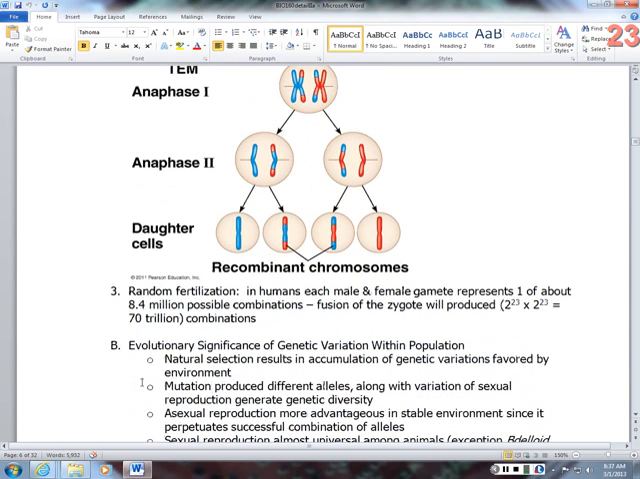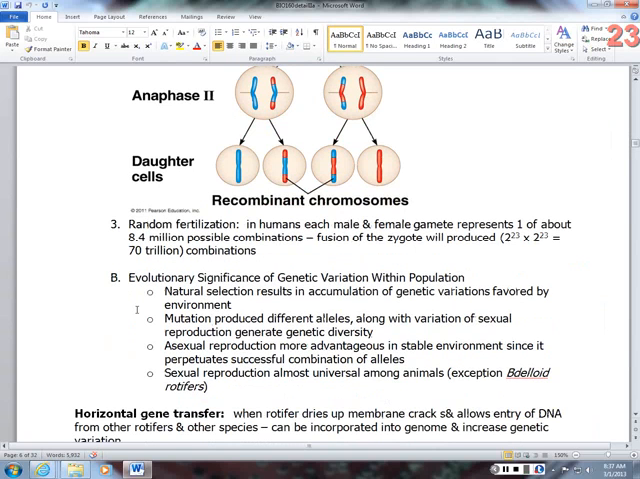So then we have random fertilization. In humans, each male and female gamete represents about 1 in 8.4 million possible combinations. And then the fusion of the zygote is going to be that 8.4 million times 8.4 million. So the 8.4 million is how many possible combinations you can make with just one other person. You swap up the mate, and then you've got another huge variation of what you can create. So the odds of creating 2 exactly the same humans are so far against you that it's never going to happen.